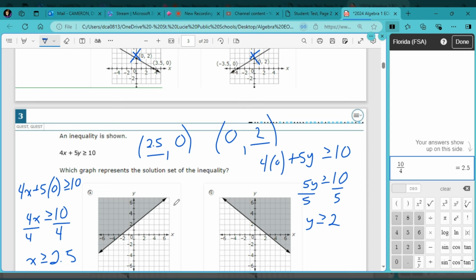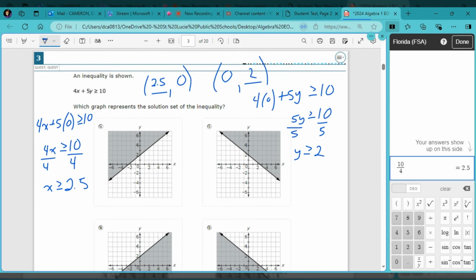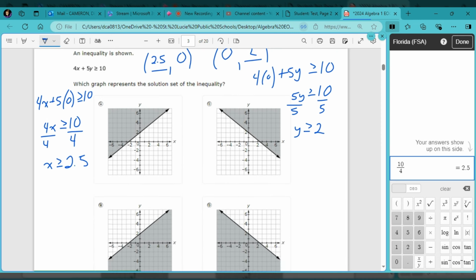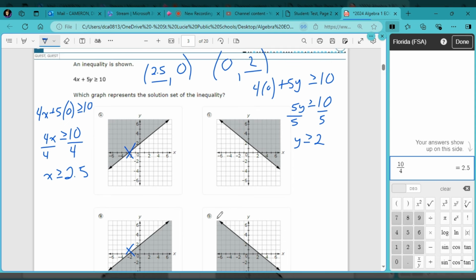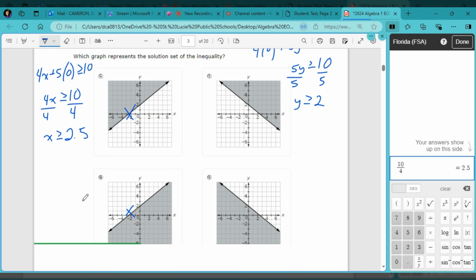So now we can look at our answer options. Both my x and y intercepts are positive. So these that have negative 2.5 for the x-intercept are out. And I want x is greater than 2.5, which would be the numbers on this side are greater than 2.5, not this side. So I know that C is the correct answer here for number 3.